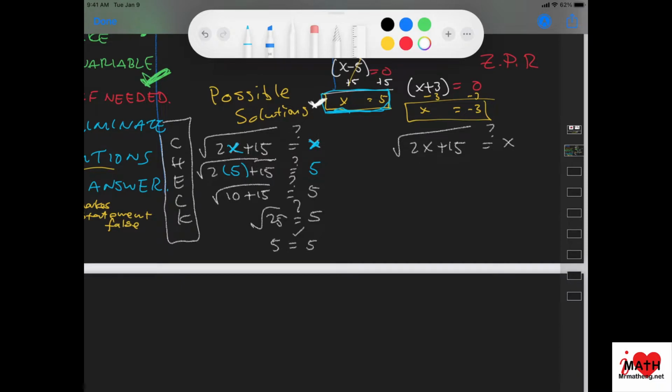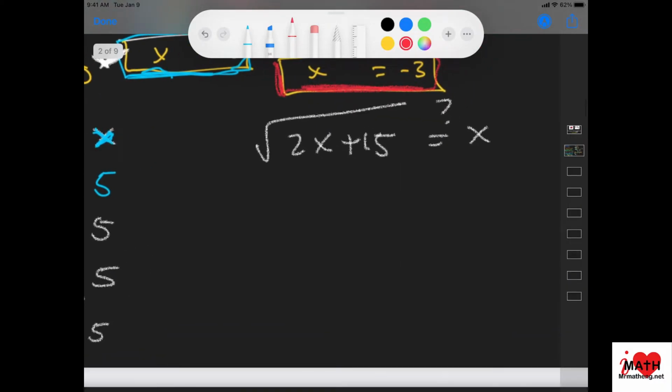That one works. If I check this one over here, x equals negative 3, let's put it in here for every x value. And let's just see if this will simplify.